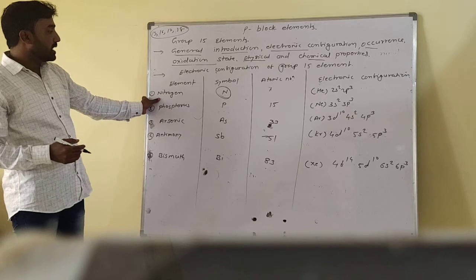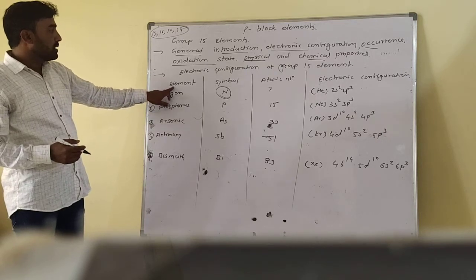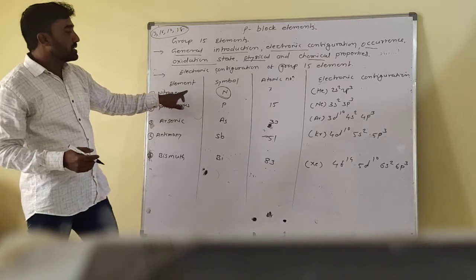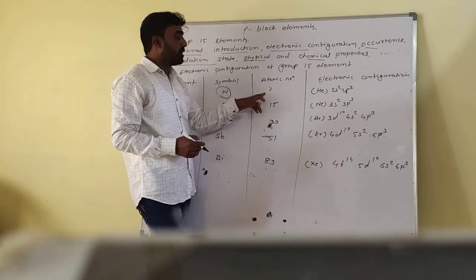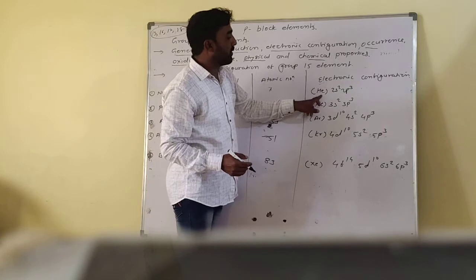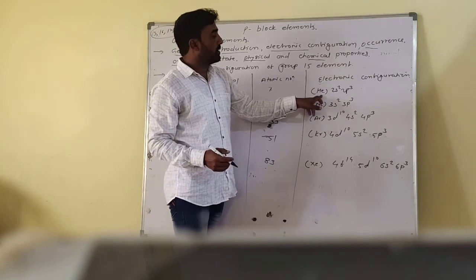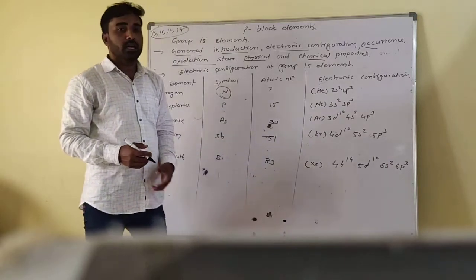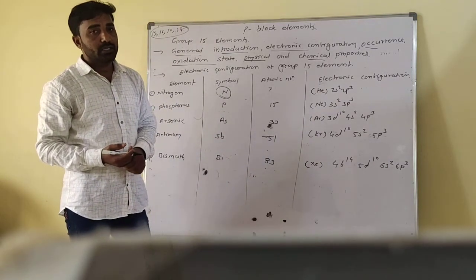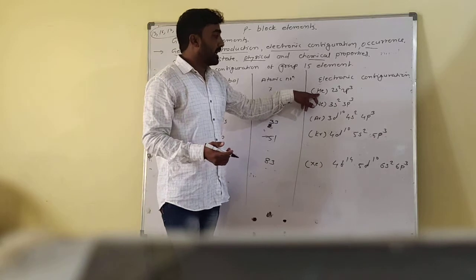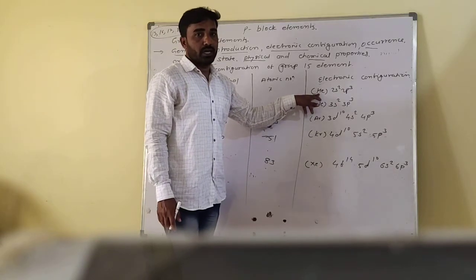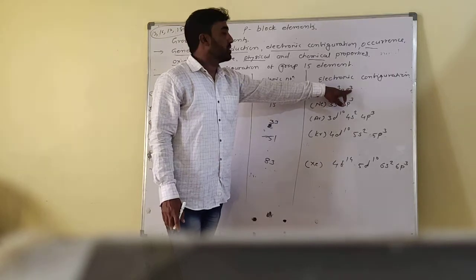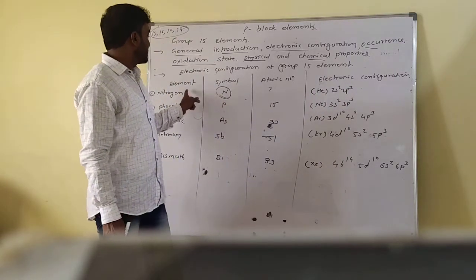First is the electronic configuration of the group 15 elements. The first element is nitrogen. Nitrogen symbol is N, atomic number is 7. Electronic configuration: in bracket He, 2s2, 2p3. He is helium, a stable noble gas configuration. In this He, atomic number is 2. 2 plus 2 is 4, plus 3 is 7. So 7 is the atomic number of nitrogen.